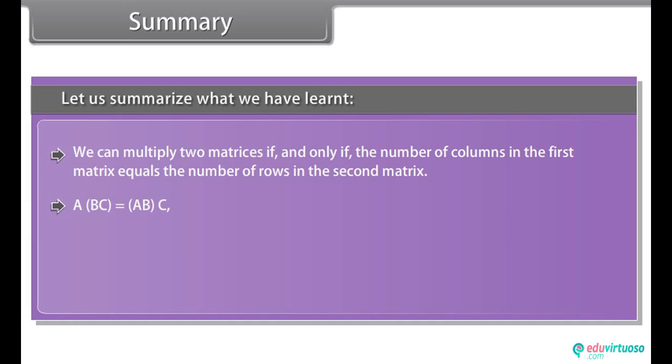A into BC is equal to AB into C. A into B plus C is equal to A into B plus A into C. A plus B into C is equal to A into C plus B into C.